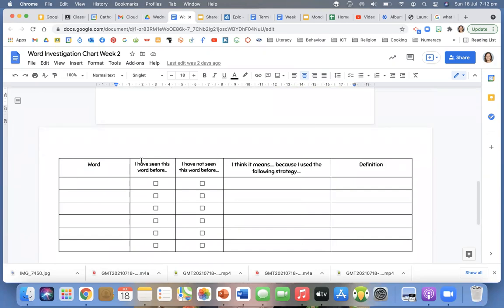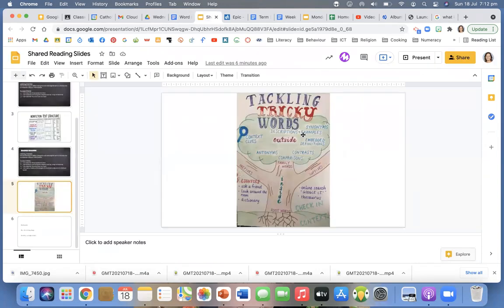Tell me, have you seen that word before? Have you not seen that word before? You just need to tick. And then you need to write what you think it means. So I think it means what? Because I use the following strategy. So you need to think about what strategy did you use?